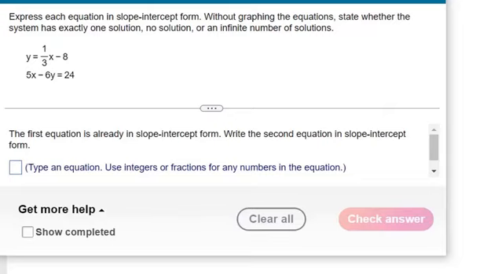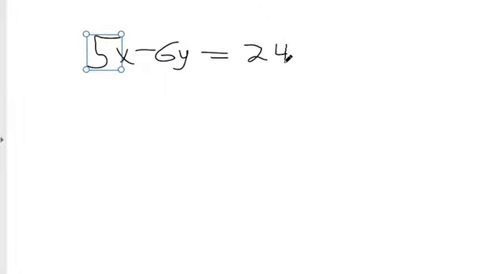Okay, so they gave us two equations, and they asked us to put them in slope-intercept form. So this one's in slope-intercept form because it says y equals something. So we need to rearrange this one. 5x minus 6y equals 24. So we need to get y by itself.